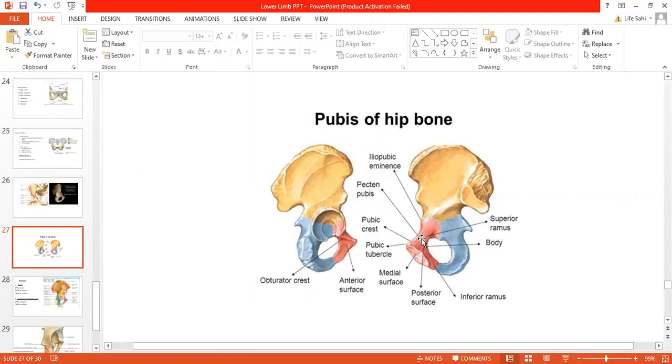Third surface is the obturator surface that lies between the anterior and inferior borders. So here is the obturator crest, and this is the inferior border. So this is going to be the obturator surface of superior ramus.